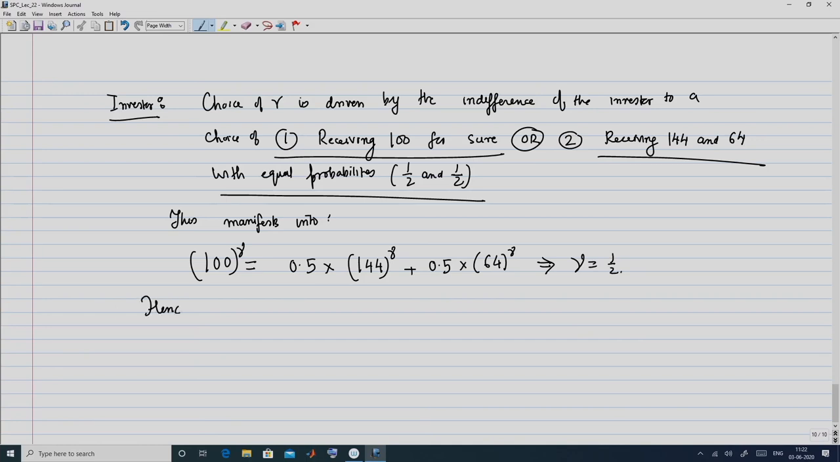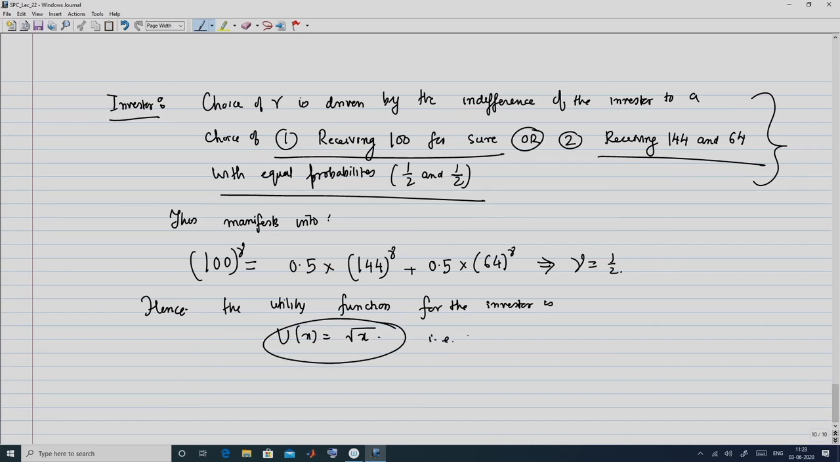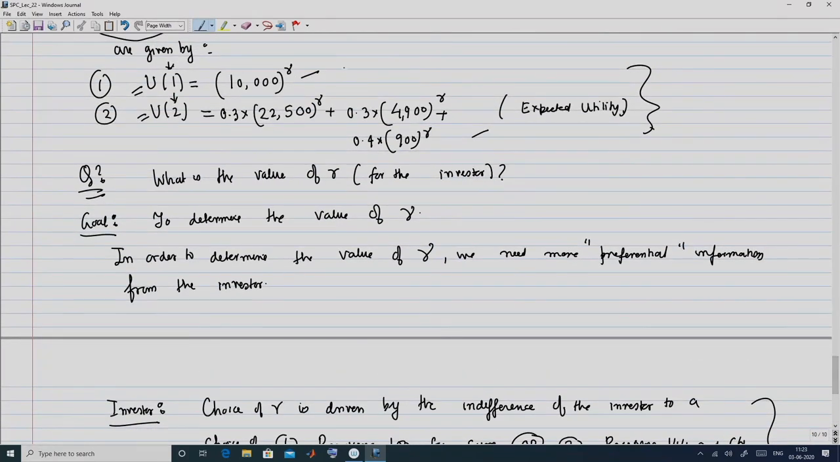So hence, based on this preference indicated by the investor, we get the utility function for the investor is given by U of x is equal to square root of x. Alright. So once you have got U of x equal to square root of x, that is gamma is equal to half, you can put this back in gamma equal to half here and gamma is equal to half here.